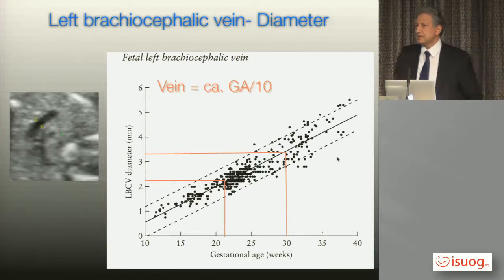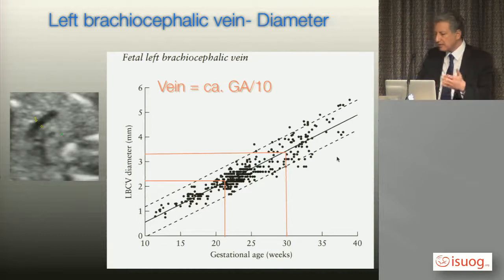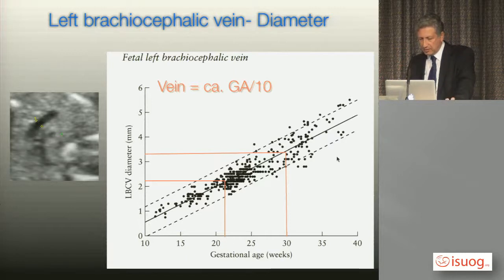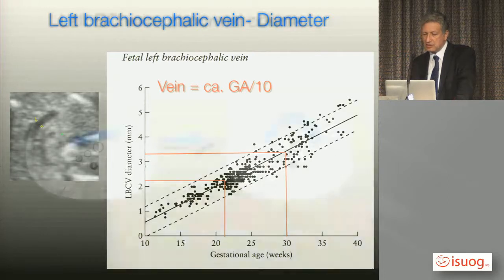That means, roughly speaking, you don't need to go to the curve. You may need to publish something if you want to plot it, but if you want a rule of thumb, take a 0 away from the gestational age, and you have the value.